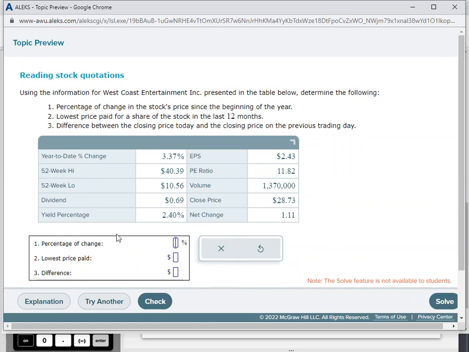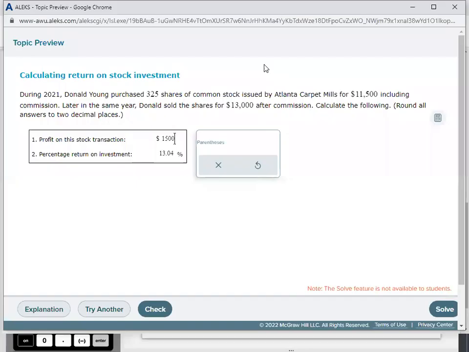Okay, so what percentage of change was there? Well, that'll be this 3.37%. And notice there's a percent sign there, so we're not going to write it as a decimal. We'll write it just like that. And the lowest price paid, that's the 52-week low, $10.56 in this case. And the difference, well, that's what net change means. And that's all we do for it.